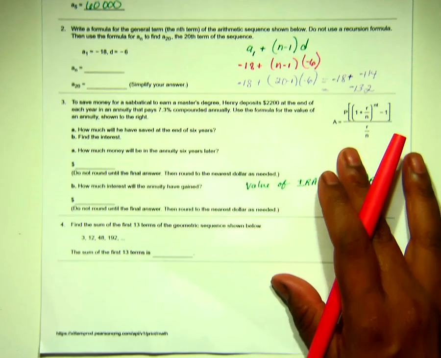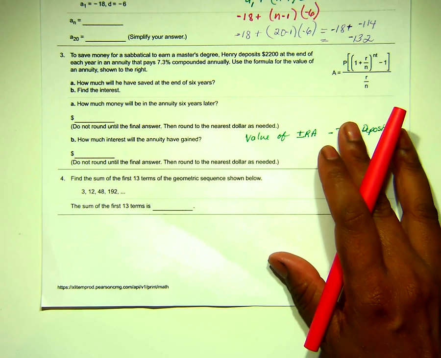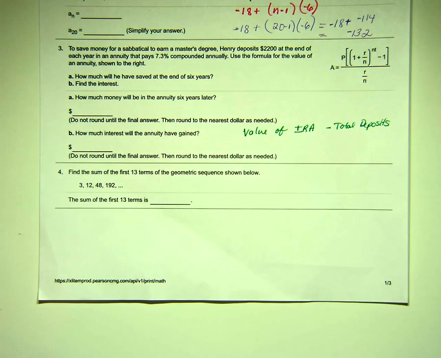Your next example is dealing with the annuity and interest. So notice how the formula for the annuity is already provided for you, where R is going to be your rate, T is going to be your time, and then N is going to be how many times it's actually going to be compounded. So take a moment to read it carefully.